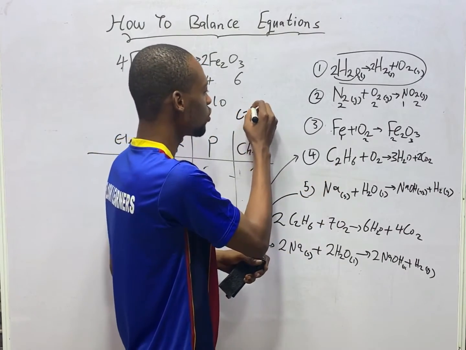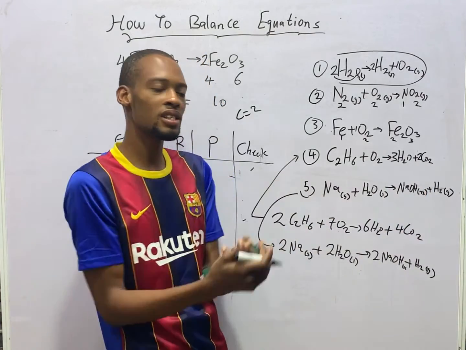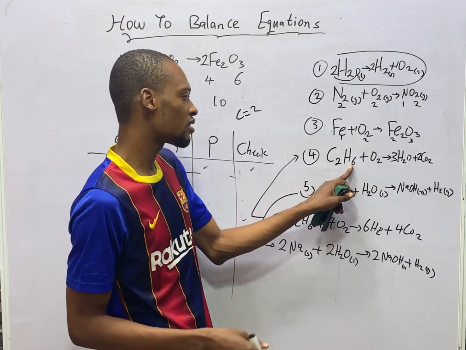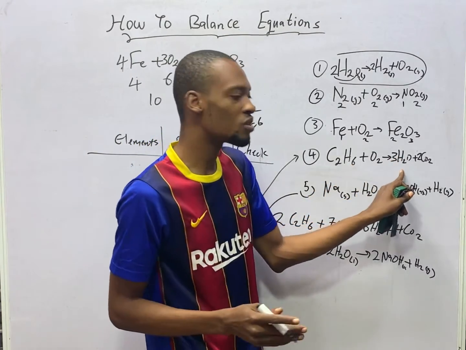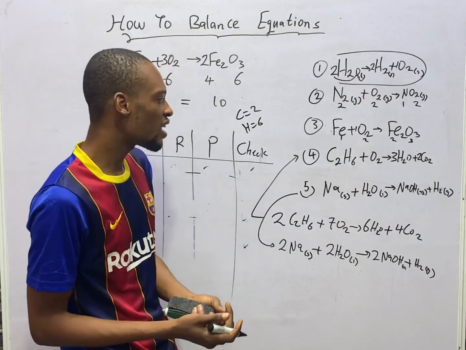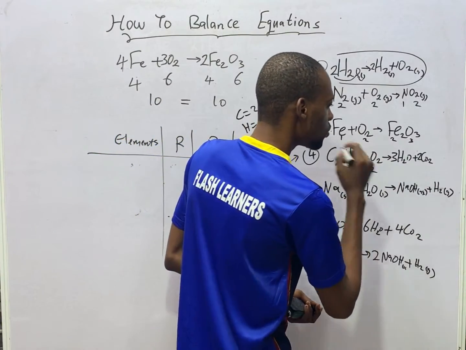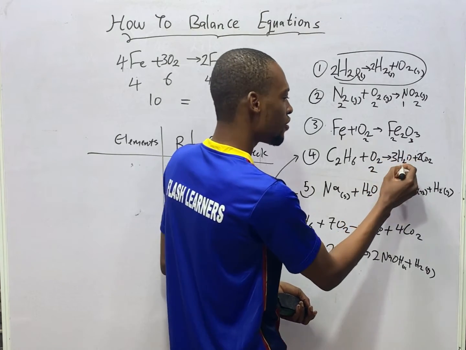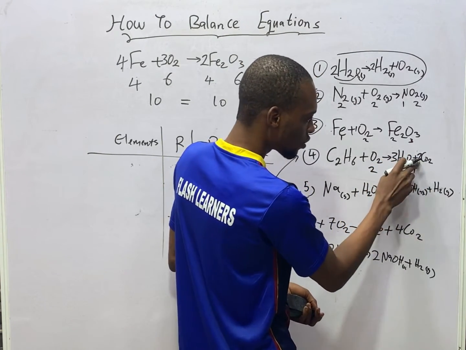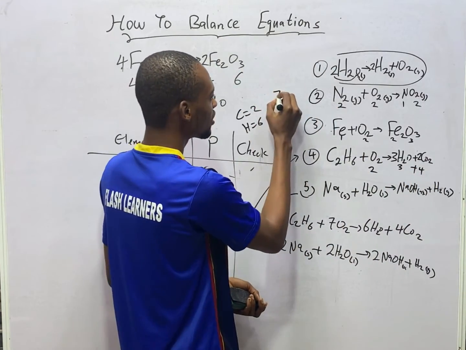In this case, carbon is balanced. C is equal in the reactant and in the product. In this case, hydrogen is balanced. H is equal to 6 here. Here, 3 times 2 is what? 6. Now, let's take a look at oxygen. Oxygen here is what? 2. And look at here. 3 times 1. Oxygen is 3. Plus 2 times 2, 4. And 3 plus 4 is what? 7.